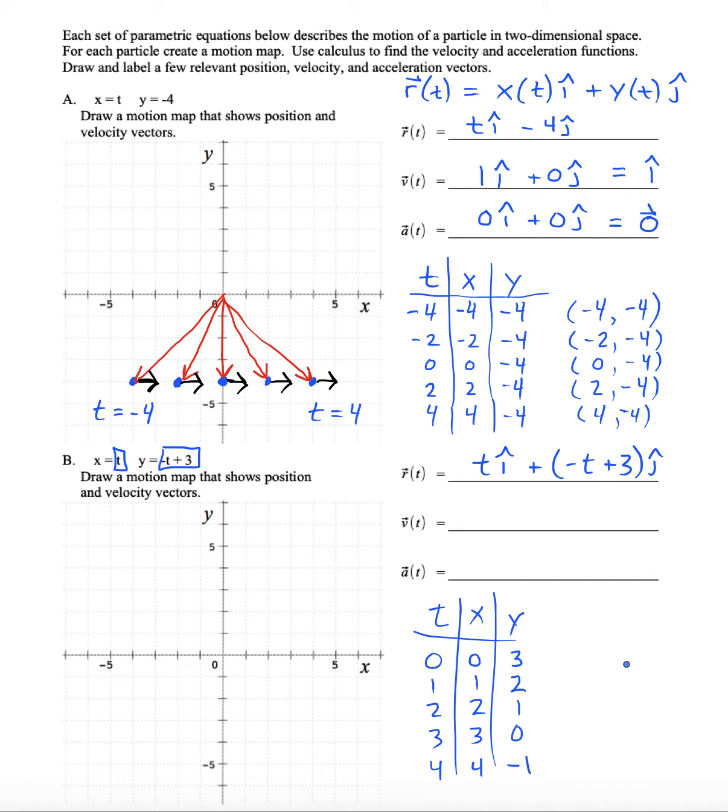All right, let's plot these coordinates. We're going to have 0, 3, which is this point here. We're going to have 1, 2. We'll have 2, 1. And we can start to see what this particle is doing.